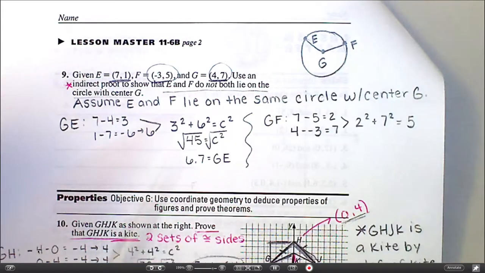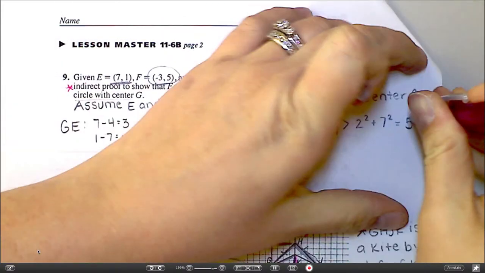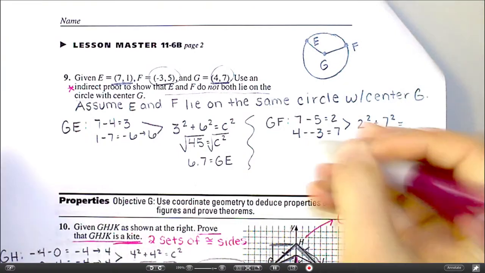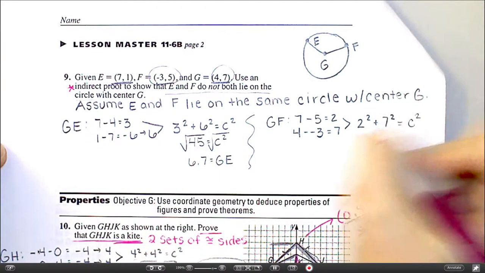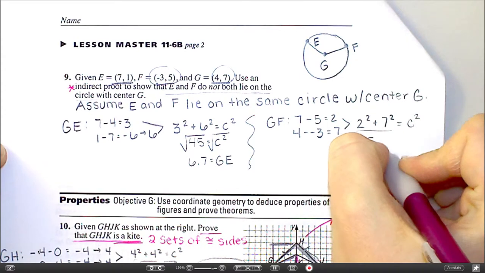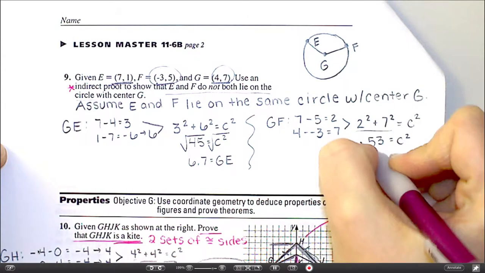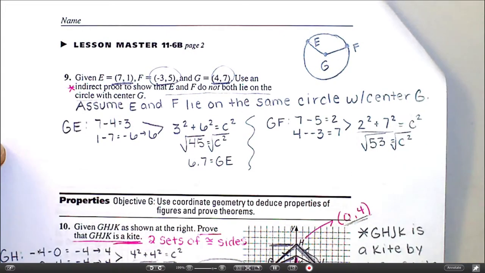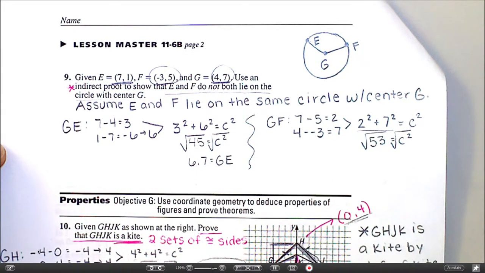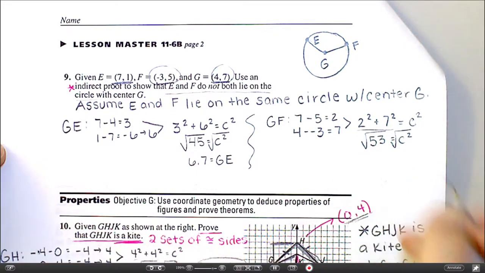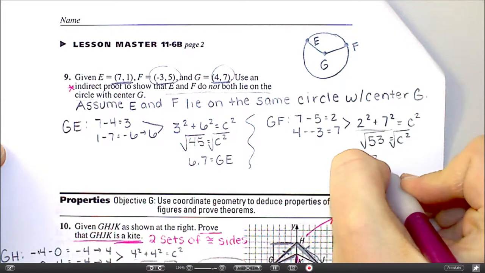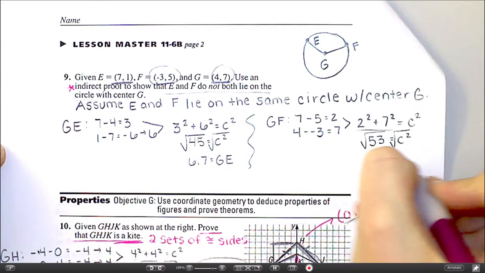4 and 49 is 50. Nope. Sorry, I'm getting all distracted with all these announcements. That would equal c squared. And when I add those together, that's where I get 53 from. So I get 53 equals c squared. Square root, that's going to be 7 point something. 7.3. And that's my length of GF.